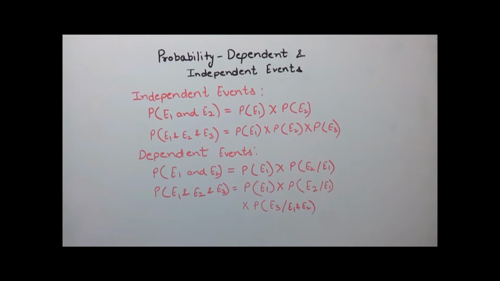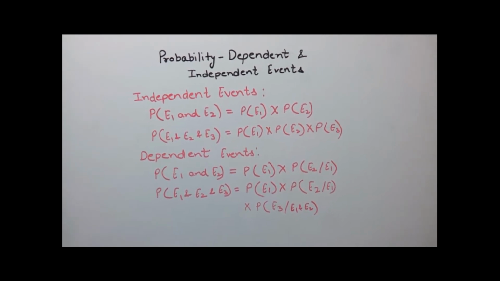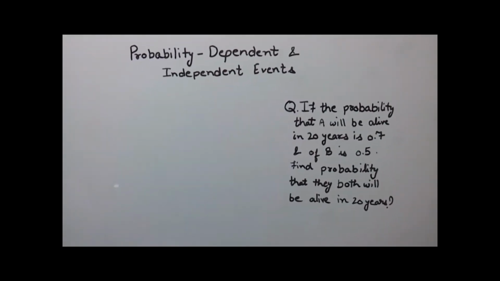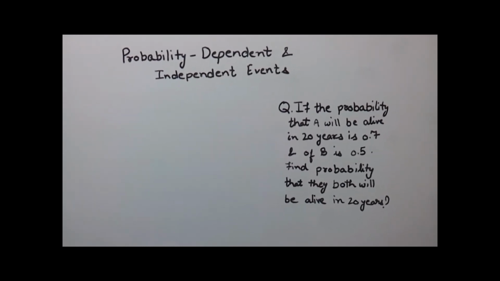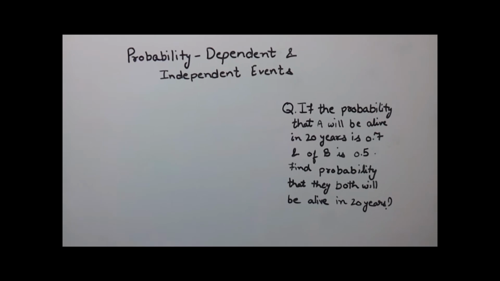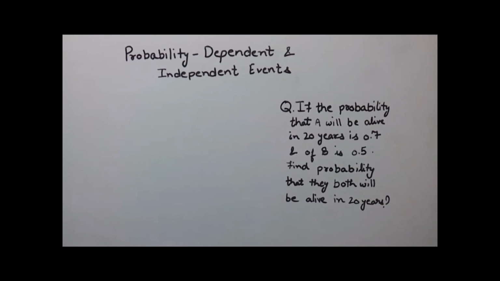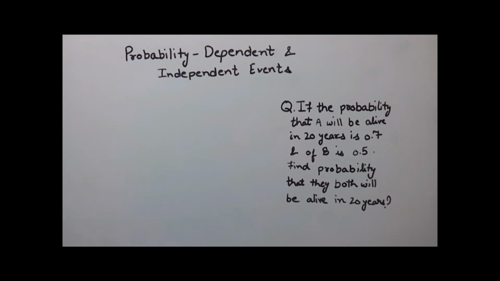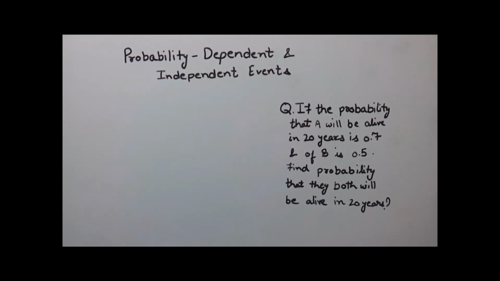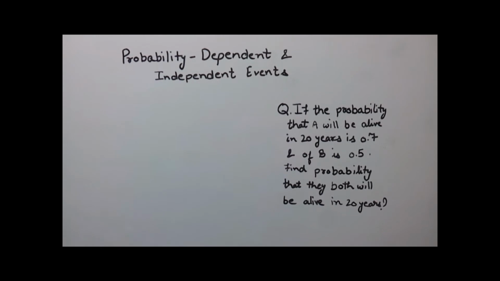Let's discuss this with an example. The question says: if the probability that A will be alive in 20 years is 0.7 and of B is 0.5, then find the probability that they both will be alive in 20 years.